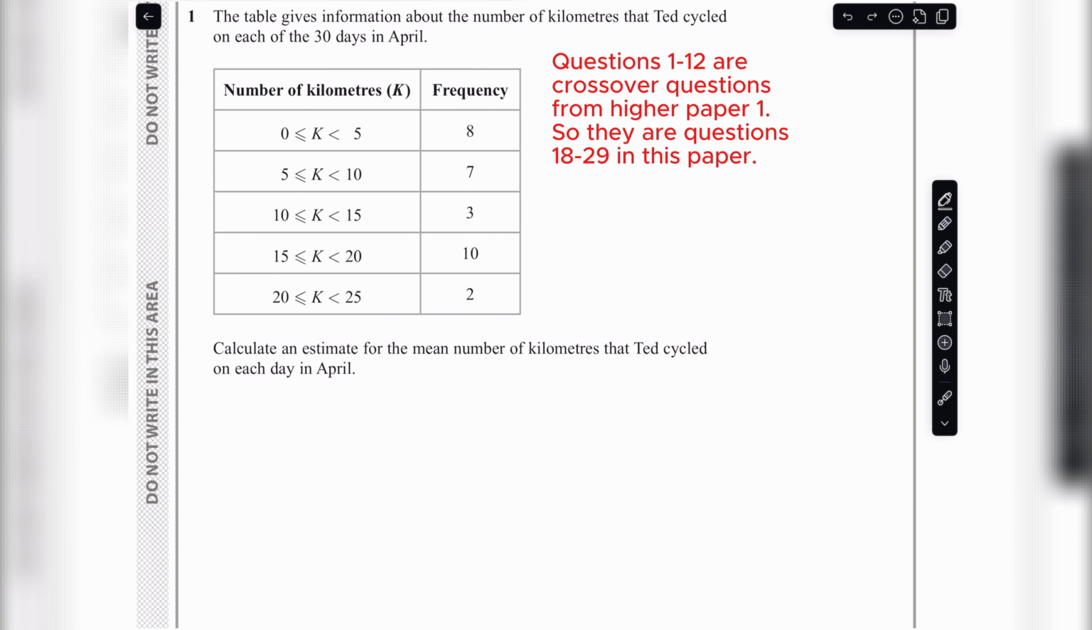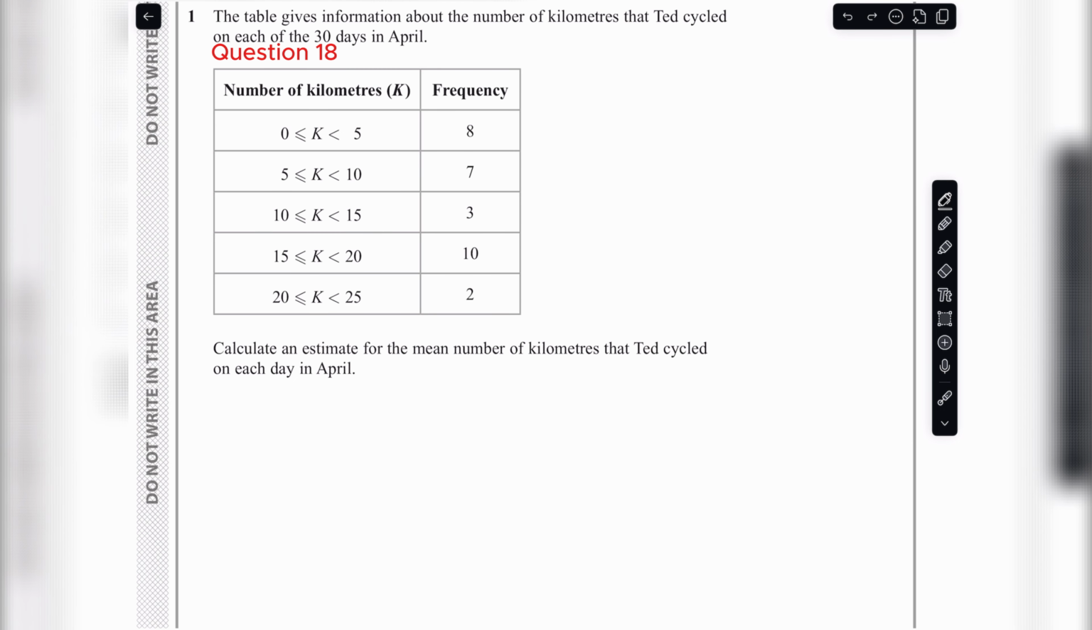In the first question, we are given a table of information about the number of kilometers that Ted cycled on each of the 30 days in April. Calculate an estimate for the mean number of kilometers that Ted cycled on each day in April.